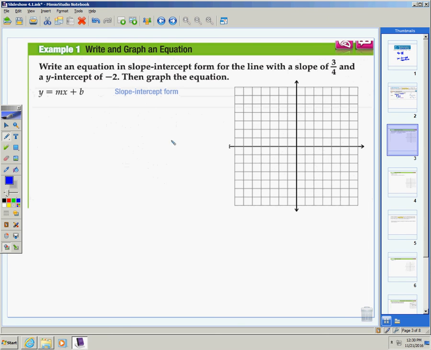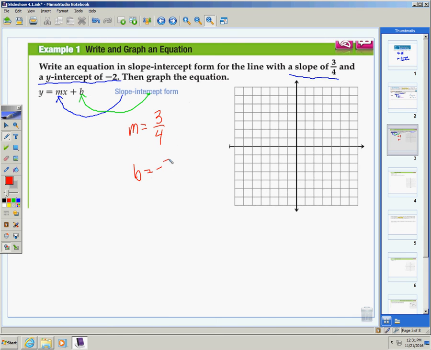So if we look at example 1, we want to write an equation in slope-intercept form for the line with a slope of 3/4 and a y-intercept of -2. Then we're going to graph the equation. So we first have to remember y equals mx plus b is slope-intercept form, where m is the slope and b is the y-intercept. So I'm going to just label both those things. My slope is m, so I know my slope is 3/4, and b is my y-intercept, which is -2.